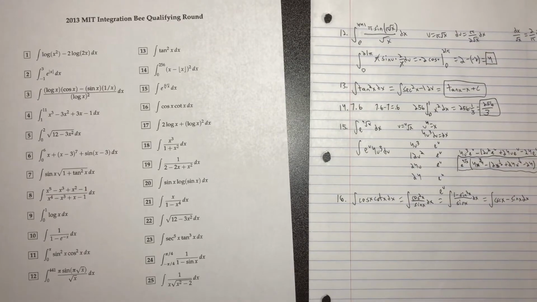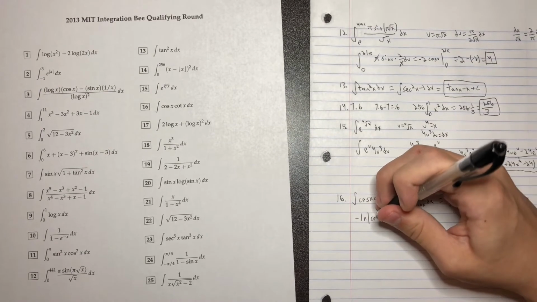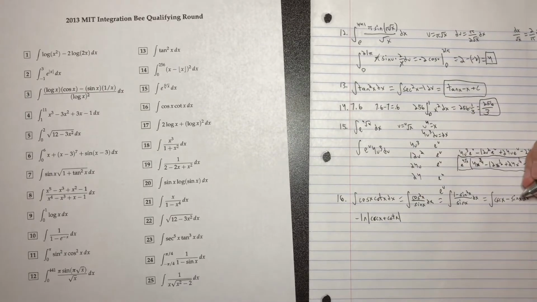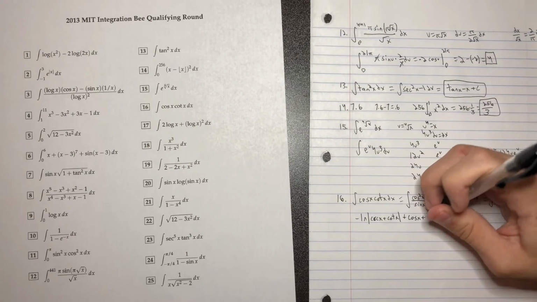Now, if you know your integrals of trig expressions, then the integral of cosecant should be known as negative natural log of the absolute value of cosecant x plus cotangent x. And then we have the integral of sine is just negative cosine, so you have plus cosine of x plus c, and that's it.